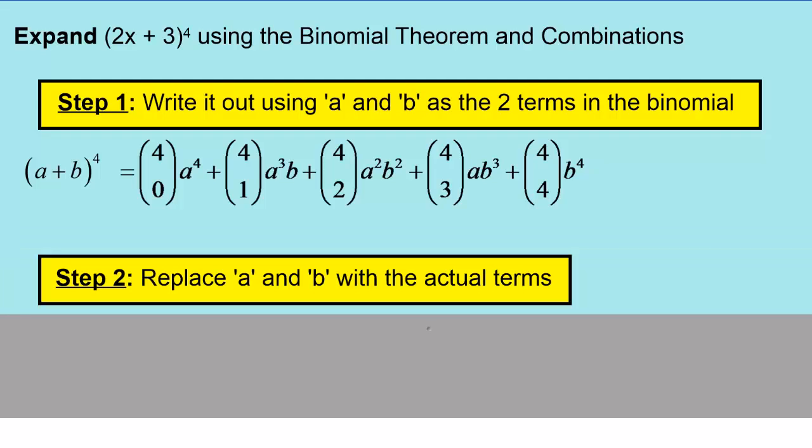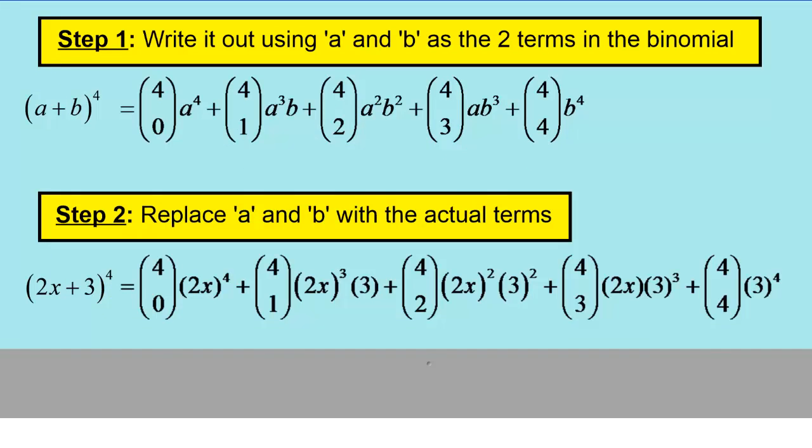Okay, step 2. We now want to replace a and b with the actual terms that we were given in the question, 2x and positive 3. I say positive 3 carefully because if it was 2x minus 3, we'd have to replace b with a negative 3. So here's what that looks like when we take the same thing that we did in step 1, but we replace the a and the b with a 2x for a and a positive 3 for b. We have a lot of numbers going on here, so we have to be very careful when we expand this out, and that's going to be in step 3.